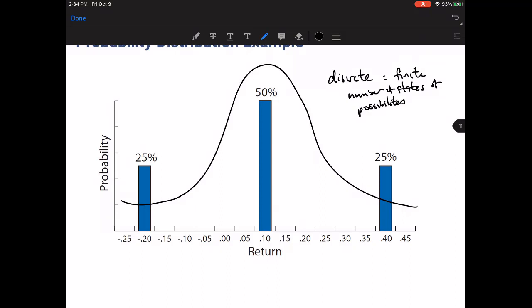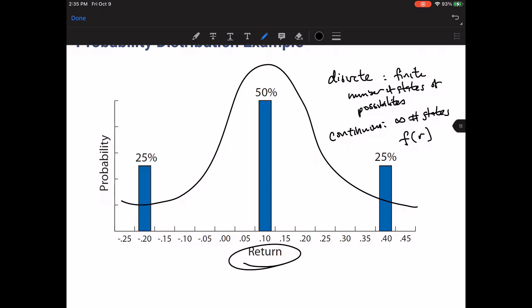Continuous means that there's essentially an infinite number of states to consider, and we have to have a function, right? We need a function to map a likelihood to each possible return number, okay? So sometimes you've seen people write f of r, for example. R is the return, and f returns the likelihood. And we need a function to capture that.